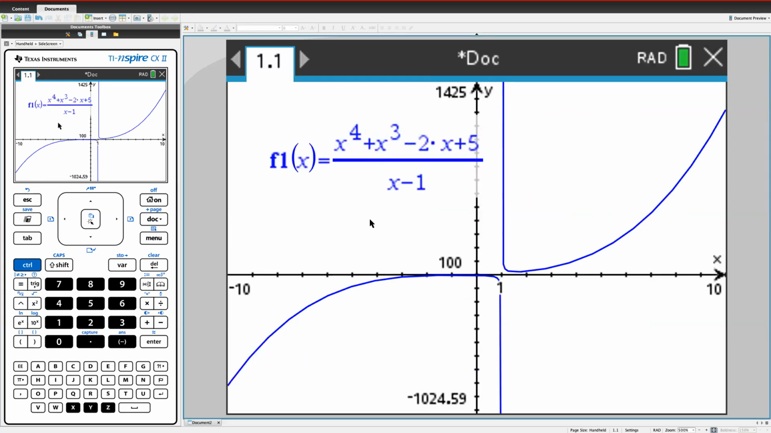So what it does is it changes your range. Zoom fit changes your range. It doesn't change the domain. So the domain stayed the same, negative 10 to 10. But notice my range changed from a low value of almost negative 1,025 to a high value of 1,425. You'll see that now. Does the graph look like an S?